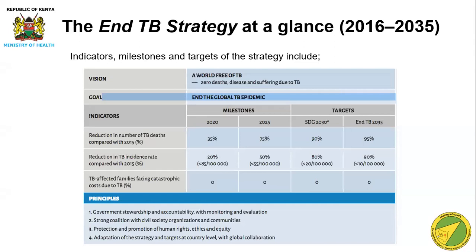So what are the principles of the NTP strategy? One is government stewardship and accountability with monitoring and evaluation. Strong coalition with civil society organizations and communities. Protection and promotion of human rights, ethics, and equity. Adaptation of the strategy and targets at country level with global collaboration.